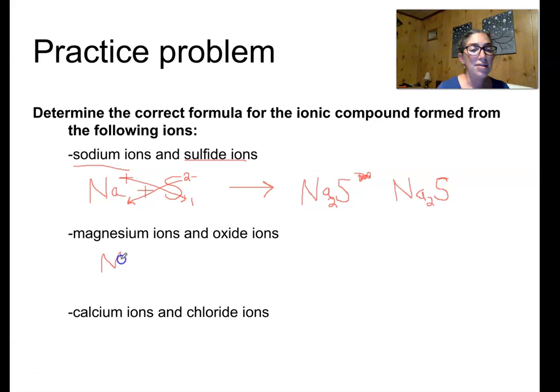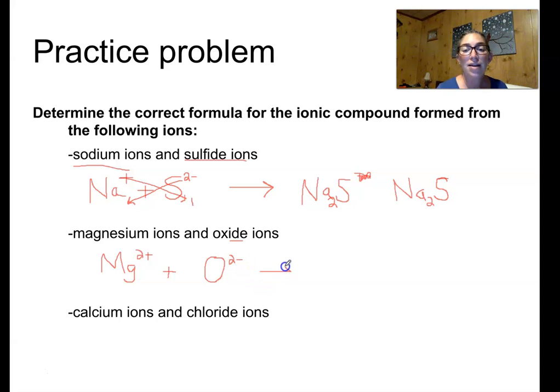Magnesium and oxide. Magnesium ions. Magnesium is in group 2 on your periodic table, so that means it's going to have a 2+ charge. It has 2 valence electrons that it'll lose and then have a 2+ charge. Oxide tells us we're looking at the nonmetals, and it's an ion of oxygen. Oxygen, like sulfur, is in group 6, so it has a 2- charge.